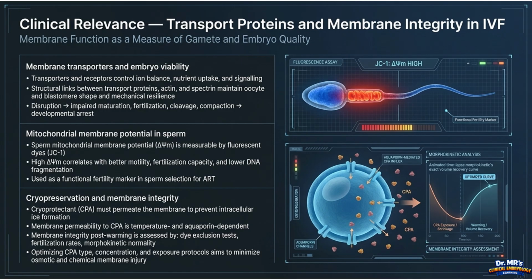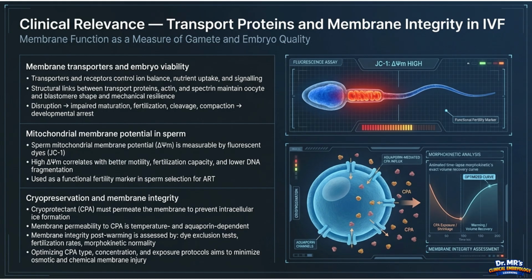Consider the interconnectedness of membrane transport and embryo development. Transporters and receptors control the ionic milieu inside cells, the availability of nutrients, and the responsiveness to signals. But the membrane is not just a biochemical interface, it is also a mechanical structure. The connections between transport proteins, the actin cytoskeleton, and spectrin form an integrated mechanical system.